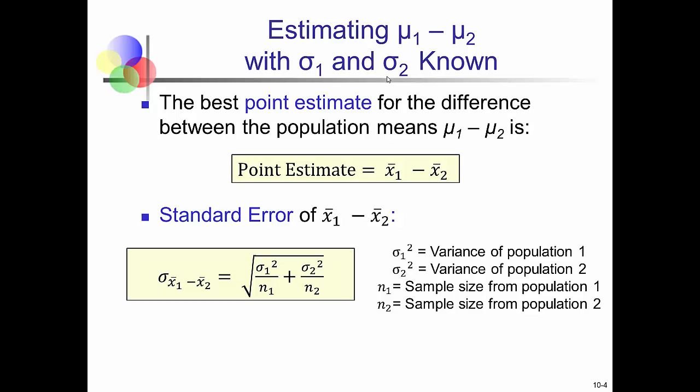To see if two population means are different from each other, we look at the difference between the sample means. So the best point estimate for us to talk about the difference between the true population means is the sample mean from the first minus the sample mean from the second. And if those true population standard deviations are known, our standard deviation of the sampling distribution for the difference between the means is the square root of the first standard deviation squared, or the variance, divided by our sample size, plus the second standard deviation squared over our second sample size. Remember, the standard deviation squared is just the variance.